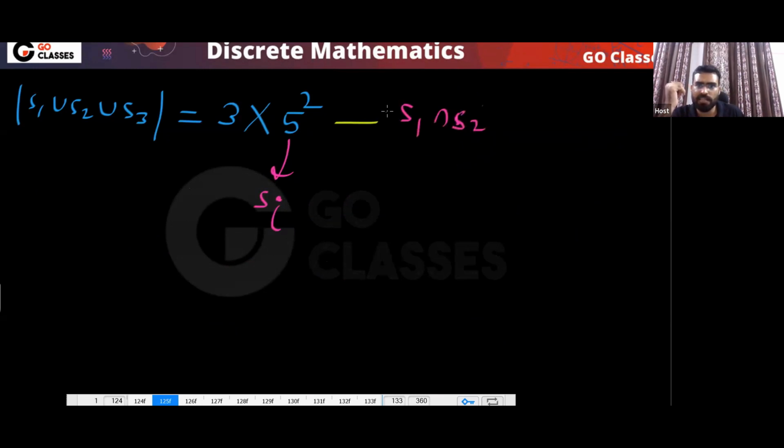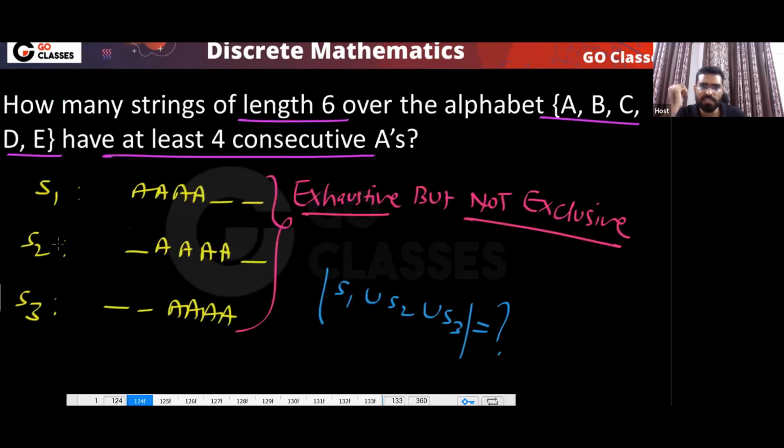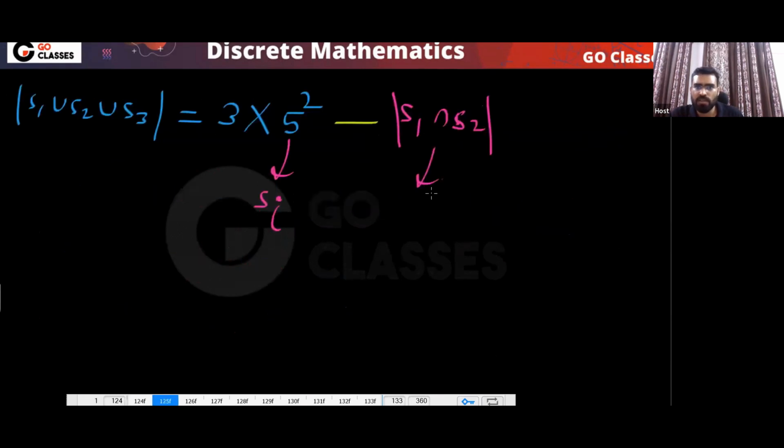What will be that cardinality? S1 intersection S2 cardinality. What will be that? S1 intersection S2 means common between these. So only one position will be left. So this will be 5.